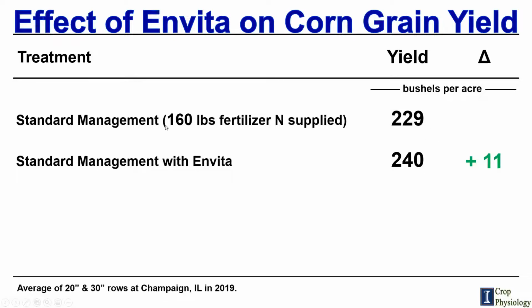So 11 bushels on top of 160 pounds of N. What about the enhanced system? I talked about that world record yield, right? What about the growers that are putting everything they can in, the kitchen sink, right?